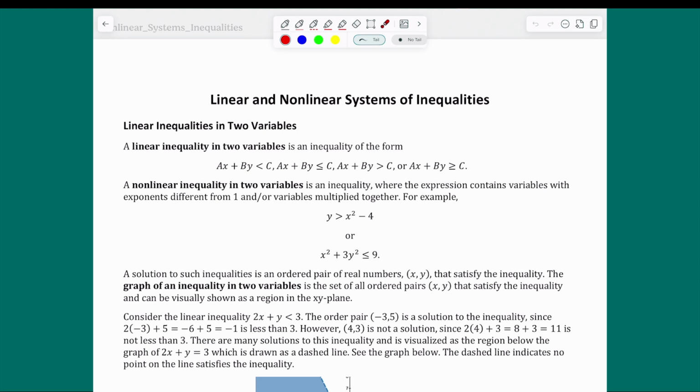Okay, so what does it mean to solve a linear inequality? Well, let's discuss what a solution is. A solution to such inequalities is an ordered pair of real numbers, x and y, that satisfy the inequality. So the graph of an inequality in two variables is the set of all ordered pairs x, y that satisfy the inequality and can be visually shown as a region in the xy plane. There are going to be too many values that satisfy the inequality, and so we have to represent it using a graph.